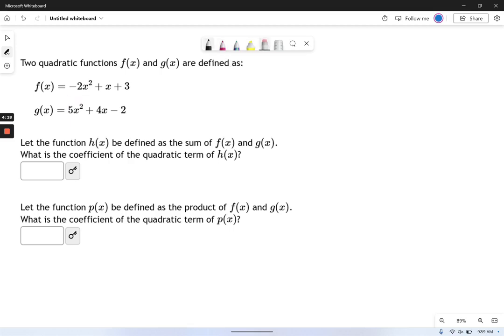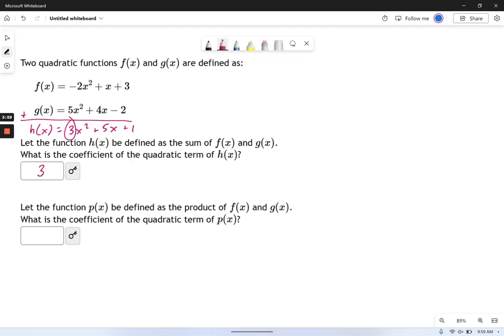Okay? So now if I take the sum of these like it wants and just add them up, I'm going to get the following: h of x equals 3x squared plus 5x plus 1. What's the coefficient of the quadratic term? Well, it's this 3 right there.